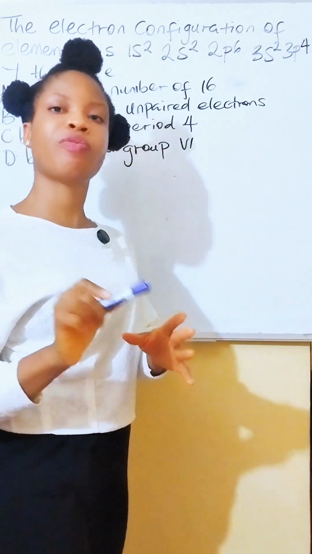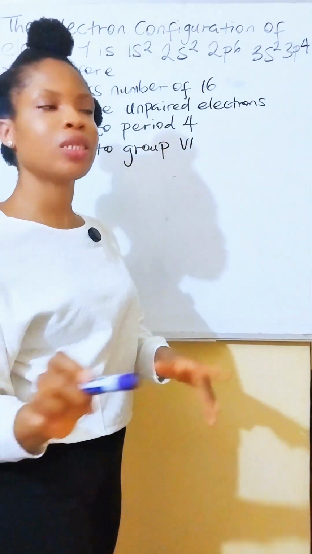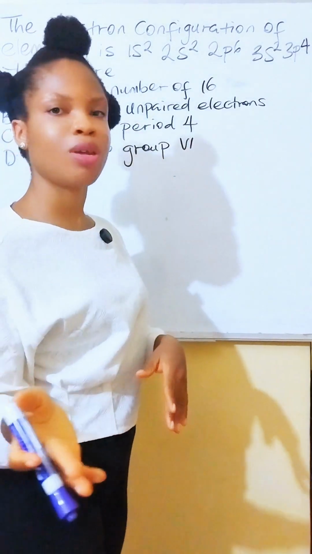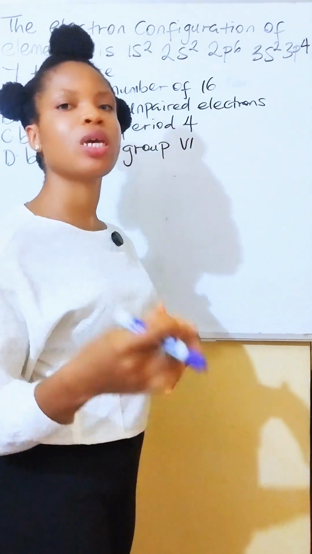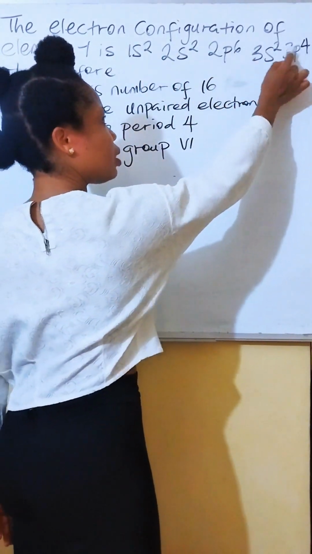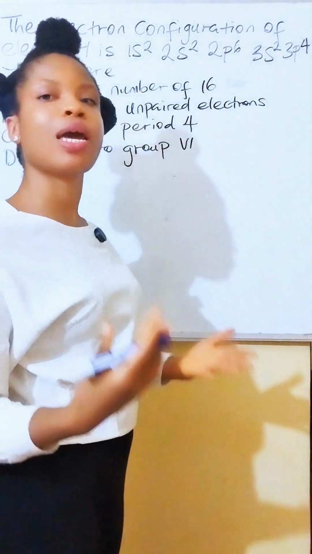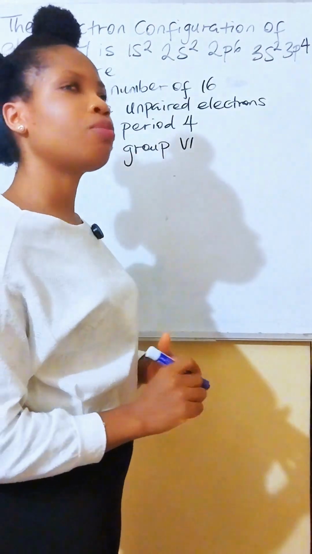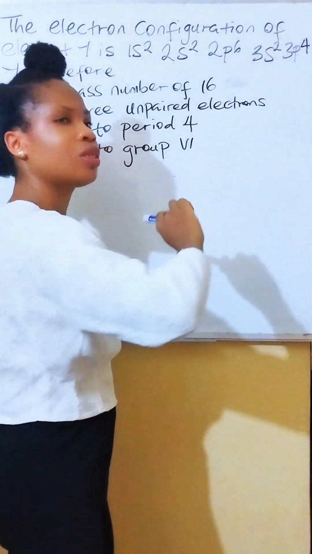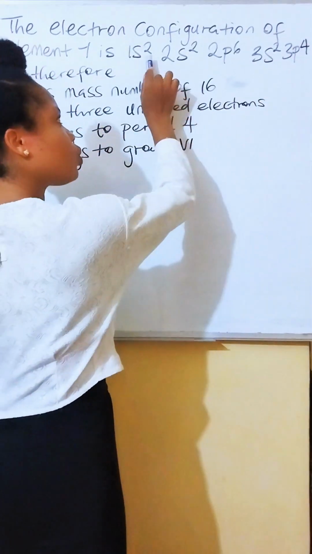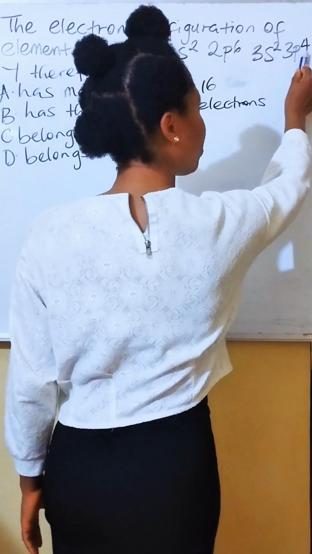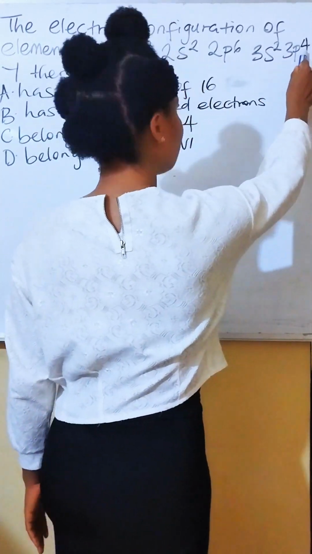Remember that atomic number of an element is the number of protons present in that element. But in a neutral atom of an element, the number of protons is equal to the number of electrons. So we use this number of electrons to write the electronic configuration of an atom. So to check the atomic number of this element, this is what we do. We calculate the total number of electrons of this element, and to do that we add them. So 2 plus 2 is 4, plus 6 is 10, plus 2 is 12, plus 4 is 16.